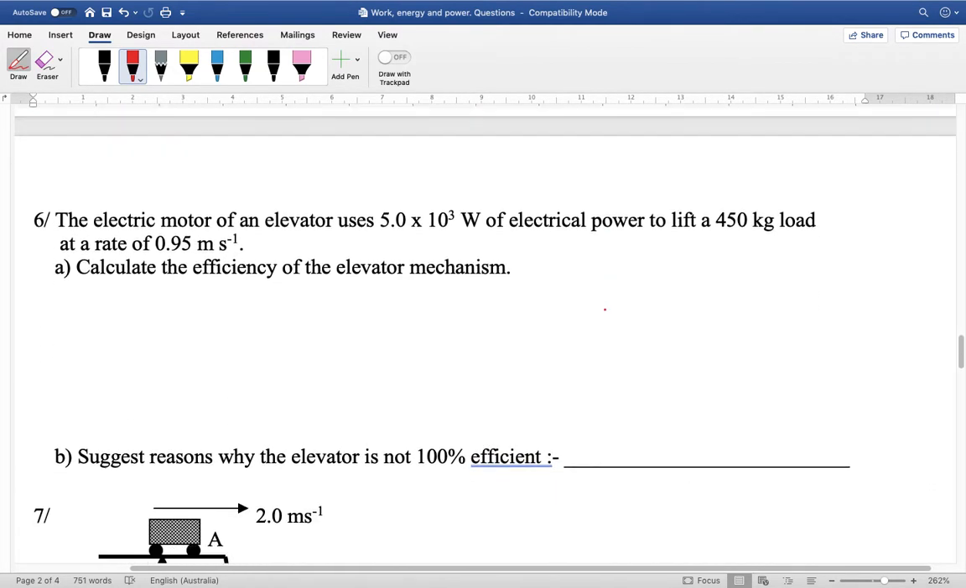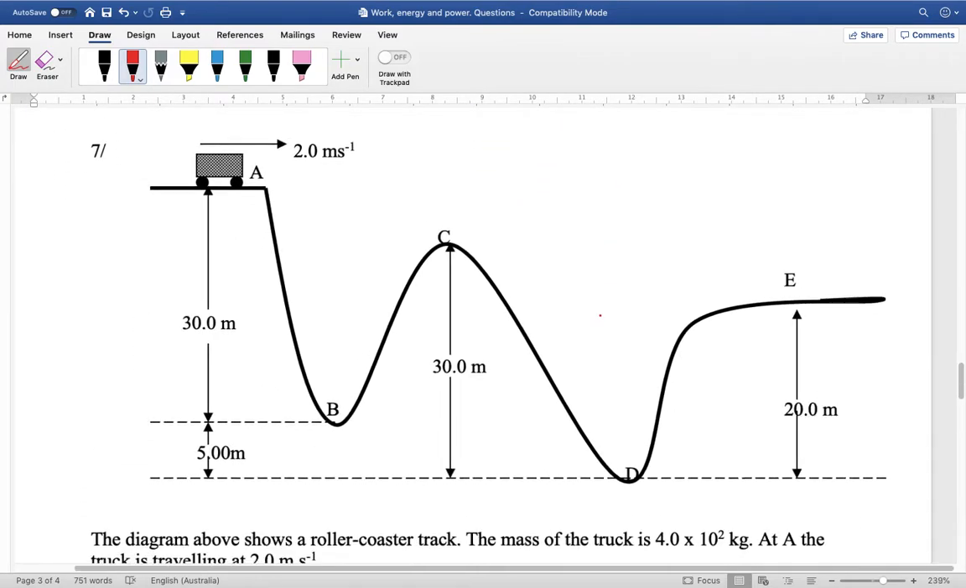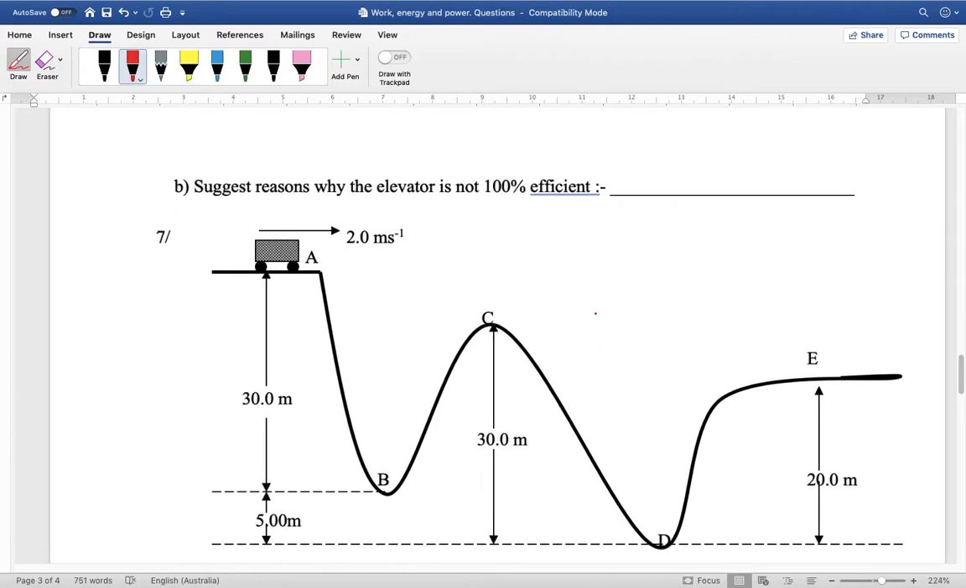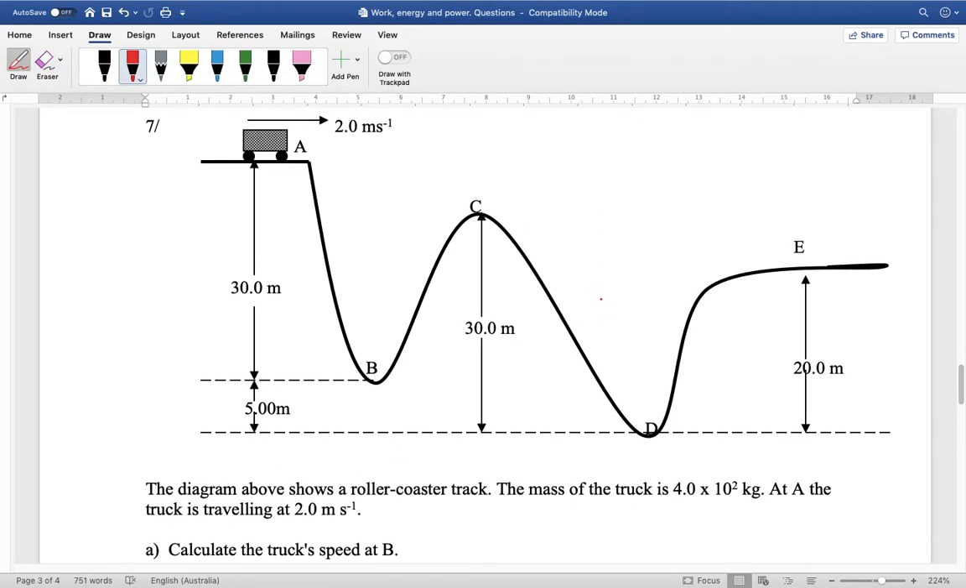So that's efficiency. Now let's talk about question number 7. Okay, in question number 7, we are given a track. In this track, we have a starting point at point A. There's no friction given. So the roller coaster cart moves along the track. We are going to use energy conservation here because we know the initial speed and the initial height.